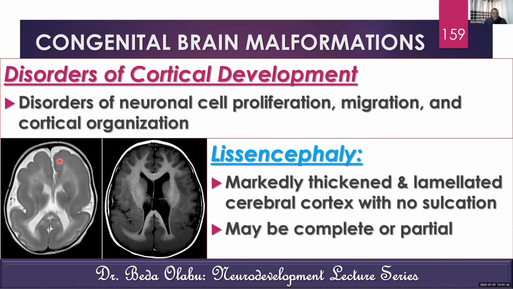Lissencephaly may be complete, like this one, or partial like this one. Here we see gyrification and sulcation on the anterior aspects, but they're lacking in the posterior aspects. Look at the thickness of the cortex, it is very thick. At a high magnification, you'd see it being lamellated, but importantly, we don't see sulcation. So this is partial lissencephaly, and this is most likely complete lissencephaly.